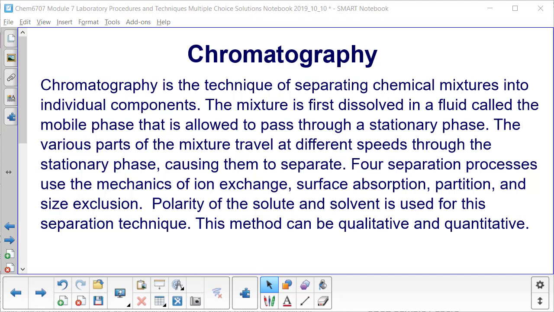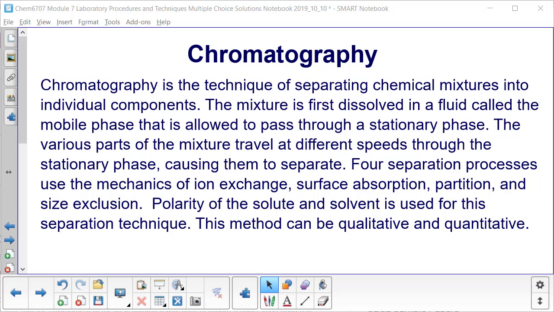Chromatography is a technique that we use to separate chemical mixtures into individual components. The mixture is first dissolved in a fluid called a mobile phase that is allowed to pass through a stationary phase. The various parts of the mixture travel at different speeds throughout the stationary phase, causing them to separate.